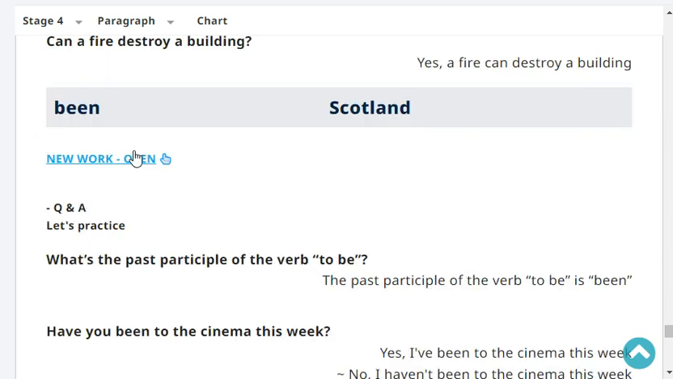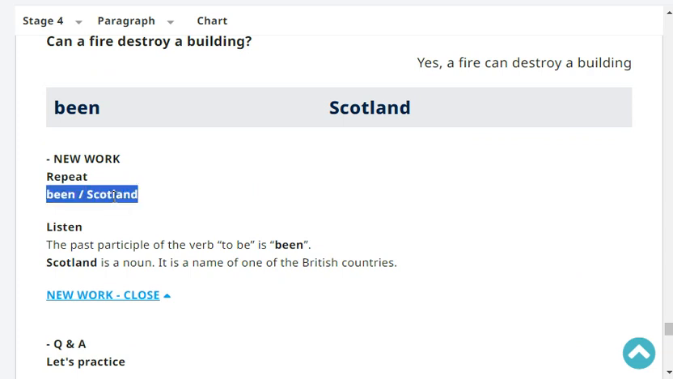Next, repeat. Been. Scotland. Very good. Okay, listen. The past participle of the verb to be is been.